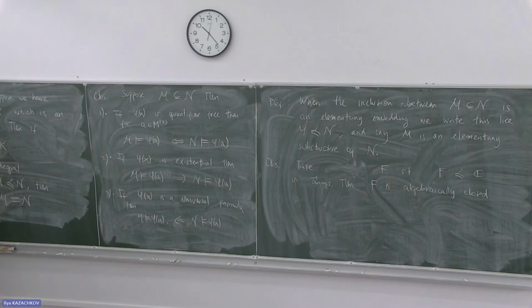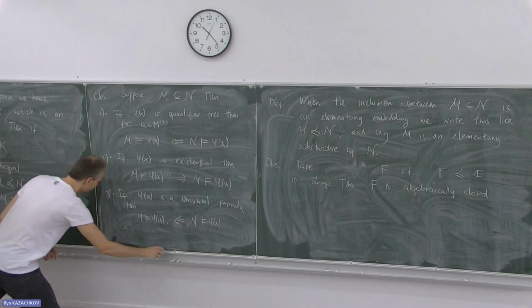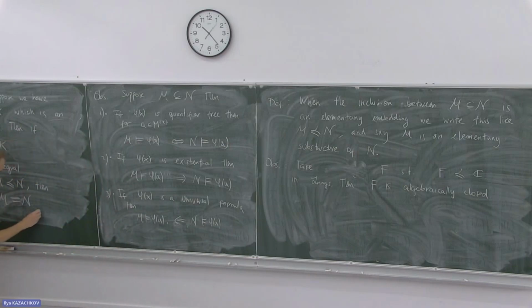So recall, this is perhaps quite important to have in mind. This is sentences, so no free variables. And this is formulas. This is stronger. Okay, this is much stronger. It says that I can move formulas with elements from M up and down, right? This is a bit stronger than this one.